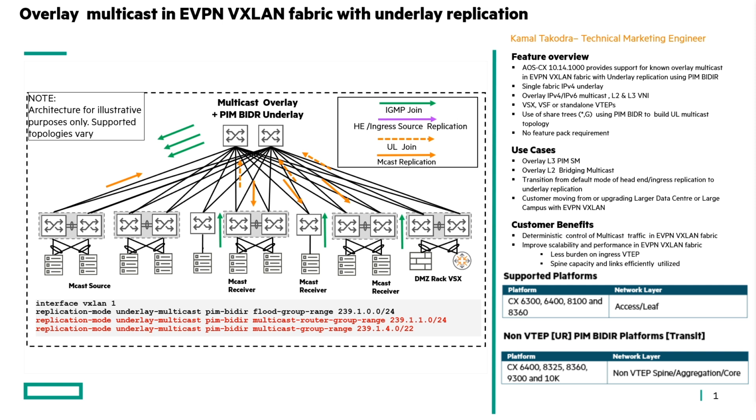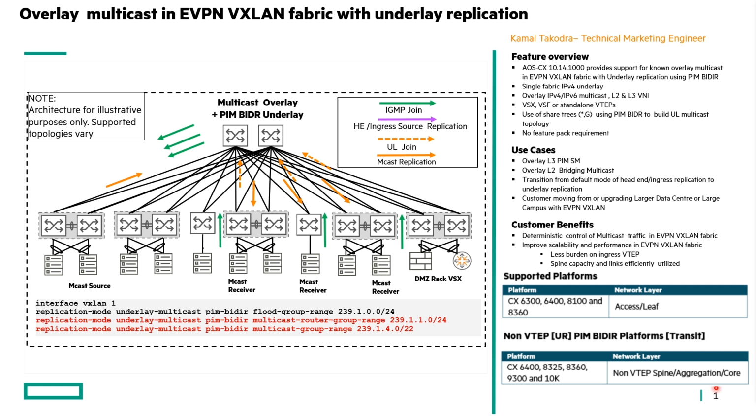The supported platforms are as shown. The 6400, 8100 and 8360, as well as being an access leaf replication VTEP, can also be spine, aggregation and core, but in those personas they will be non-VTEPs and will be transit nodes. We also have the CX 8325, 9300 and the 10000, which can be transit non-VTEPs in the spine, aggregation and core.